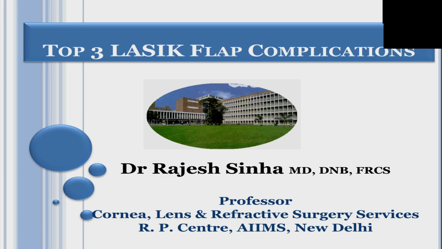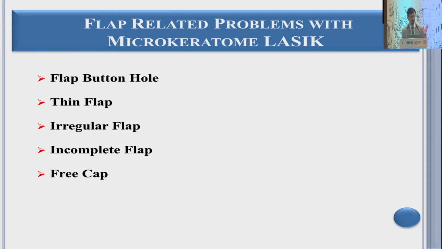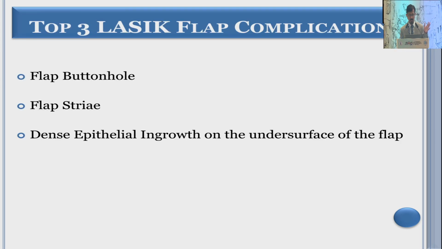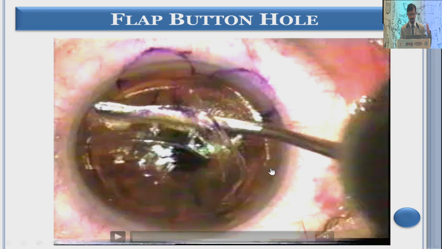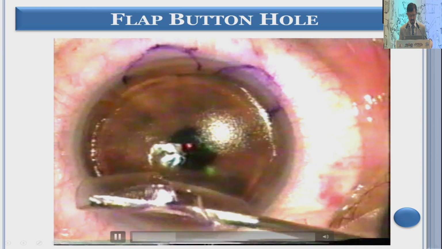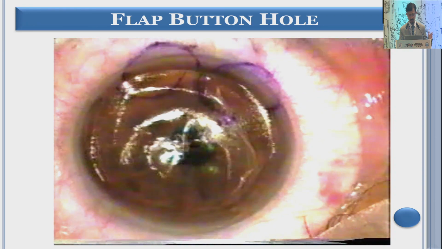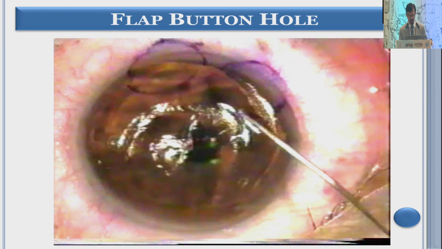Thank you, Dr. Ajay. The topic that I was given was top 3 LASIK flap complications. Well, it was difficult to decide which are the top 3. There are so many. But then I thought that I'll focus on flap buttonhole and, of course, flap striae and epithelial ingrowth, which can happen because of various factors related to the flap. Flap buttonhole more often is seen with a microkeratome where there is a buckling, as was being discussed by Dr. Sonu, that in a very steep cornea you can have flap buttonhole. And this is a very old video of flap buttonhole wherein we did have this in a steep cornea.